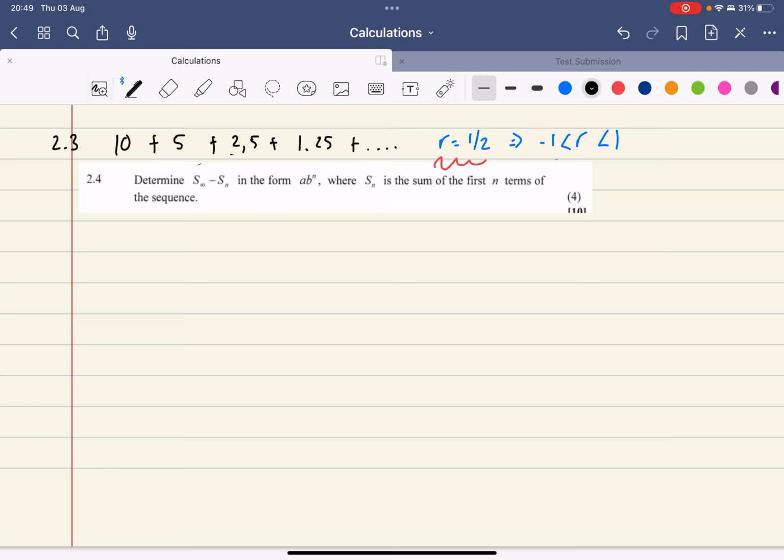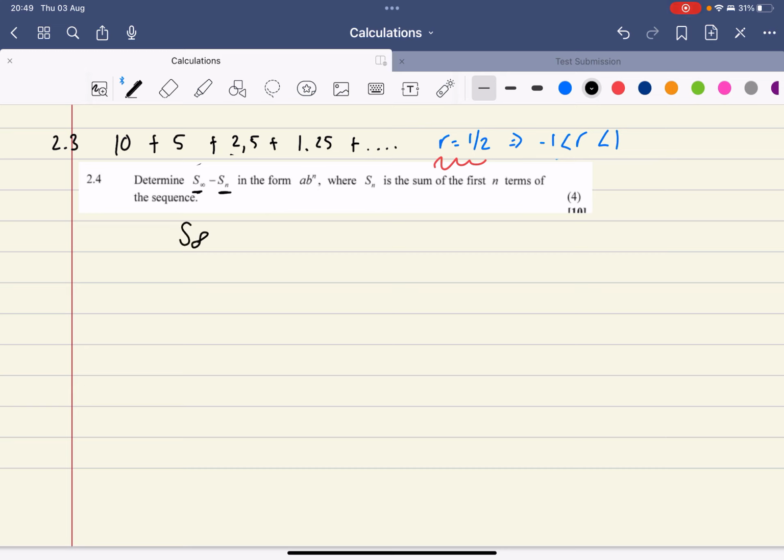Okay, then in the next question, it says determine the sum to infinity minus Sn, which is the sum to the nth term, in the form a times b to the power n, where Sn is the sum of the first n terms of the sequence. So the first thing I'm going to do is write out the sum to infinity and the sum to n, which you should know from theory.